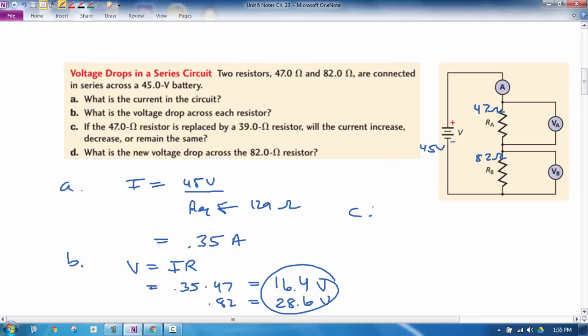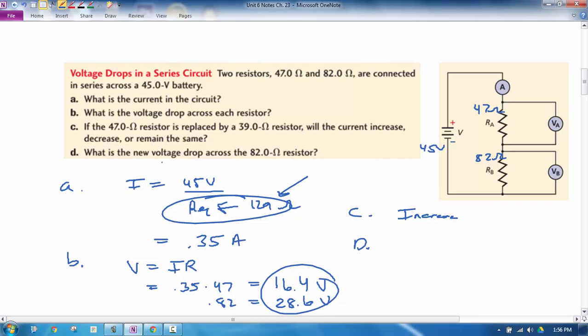So part C then says, if the 47 ohm resistor is replaced by a 39, will the current increase, decrease, or remain the same? In that case, the current will increase, because in this first formula right here, now we're decreasing the equivalent resistance for the circuit by lowering the resistance of one of the resistors. And if we decrease this number in the denominator of this fraction, we obviously increase the current, which makes sense. In series, it's pretty easy to understand. If you decrease the resistance, you're going to allow charges to flow easier, and so you'll increase the current. So we'd say increase for here.